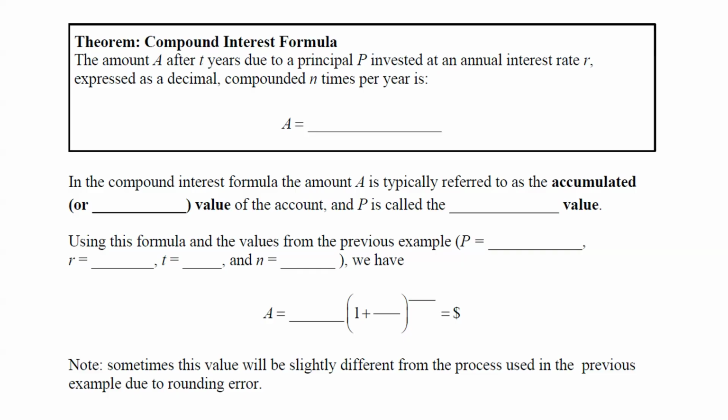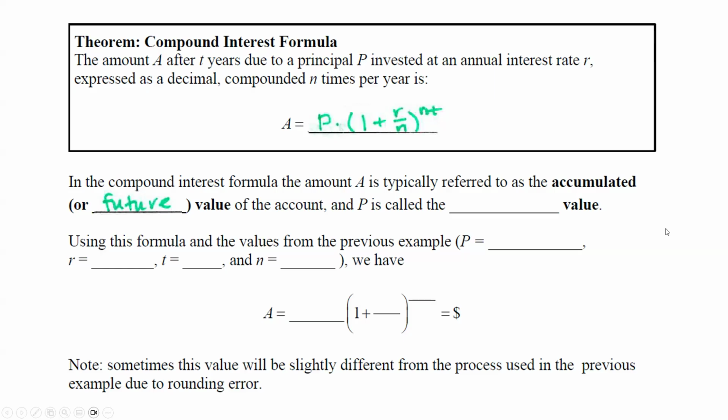So this theorem, the compound interest formula, says that the amount A after T years due to the principal P invested at an annual interest rate R expressed as a decimal, compounded N times per year, is A equals P times the quantity 1 plus R divided by N raised to the power NT. So breaking down this formula, we have A equaling the accumulated future value of the account. So this is what you'll have at the end.